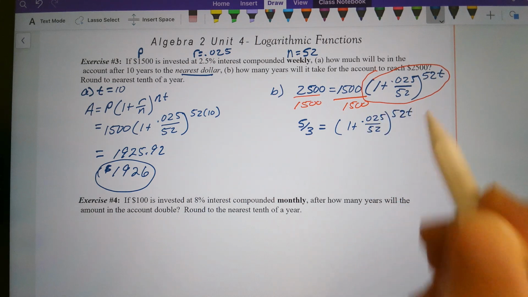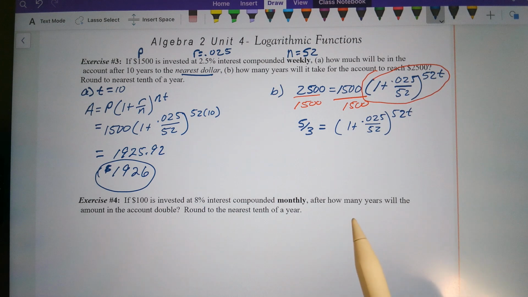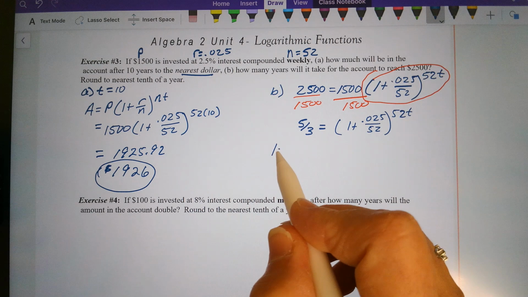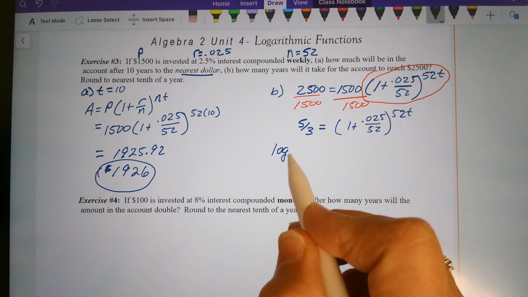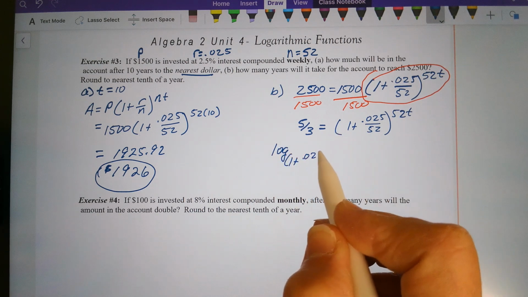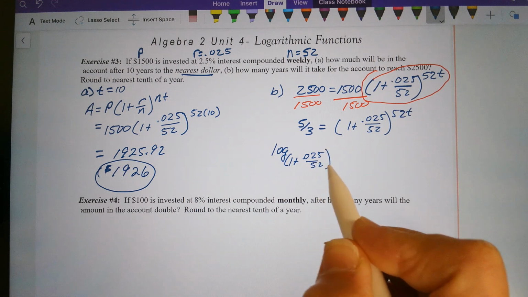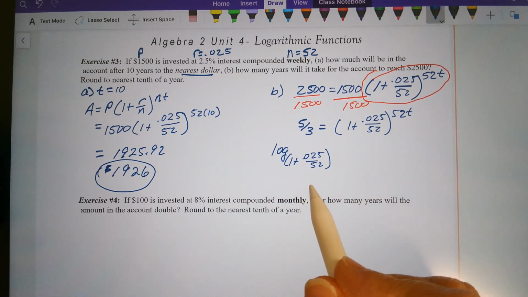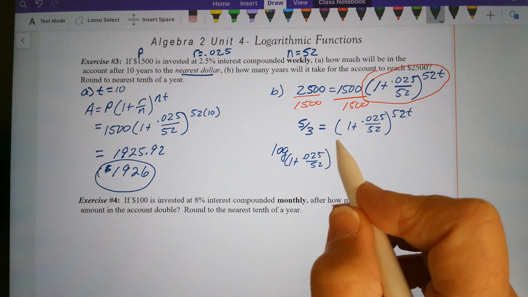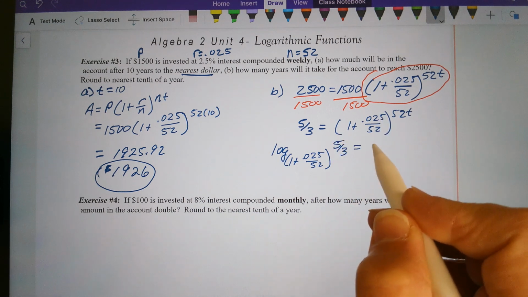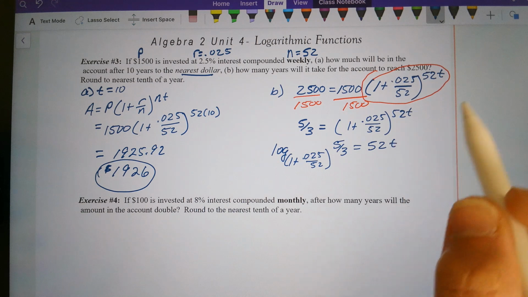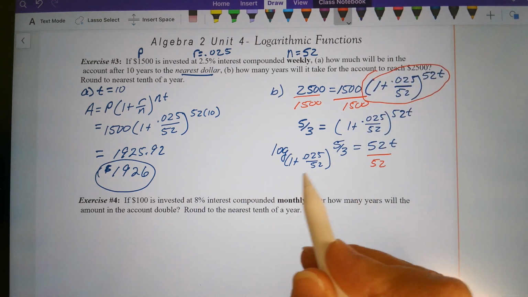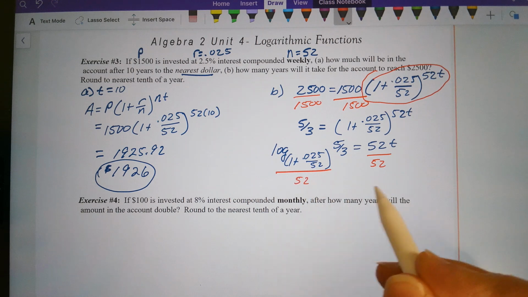Okay, so we have the base and exponent by itself. Now we switch to log form. Log base 1 plus 0.025 divided by 52 of 5/3 equals 52t. And now undo the multiplication of 52, divide by 52.